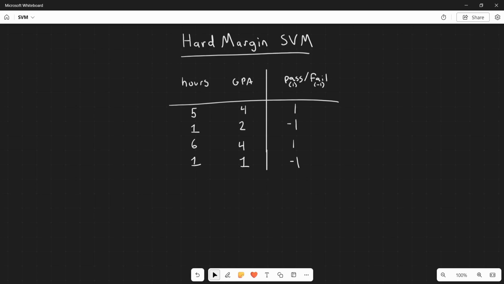Alright, so here's the data we're working with. We have the number of hours a student studied for their exam, the GPA of that student, and whether they passed or failed the exam in question. So looking at this first row, a student studied 5 hours, they had a GPA of 4, and they passed the exam. Whereas in the second row, that student studied 1 hour, they have a GPA of 2, and they failed the exam. Now if we mark the features and target with variables, we could say hours is equal to x1, GPA is x2, and the target is y.